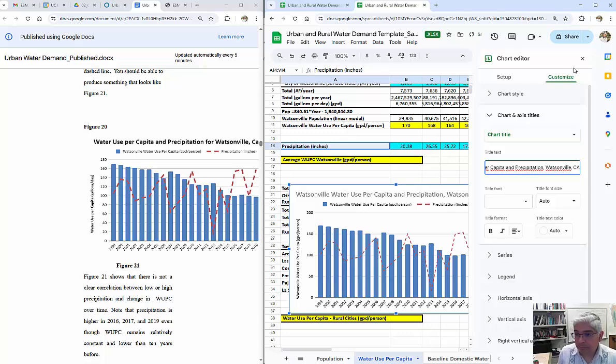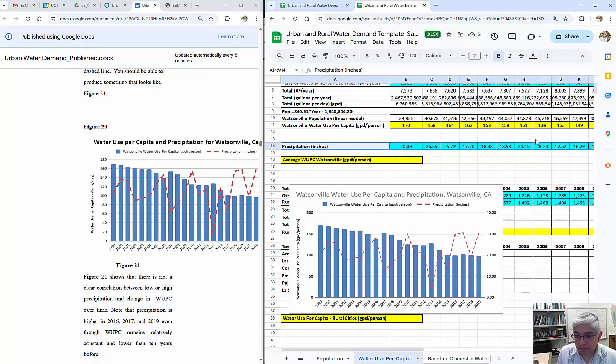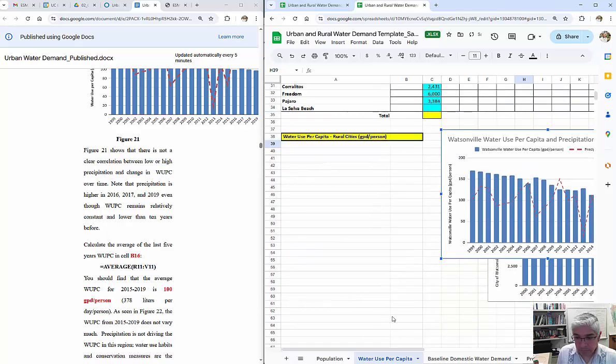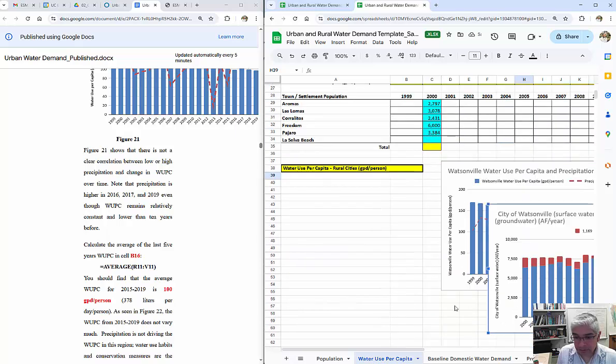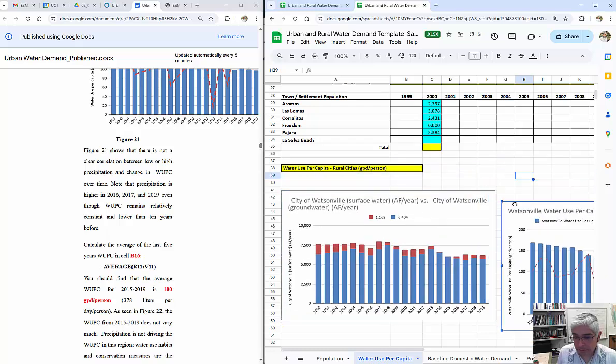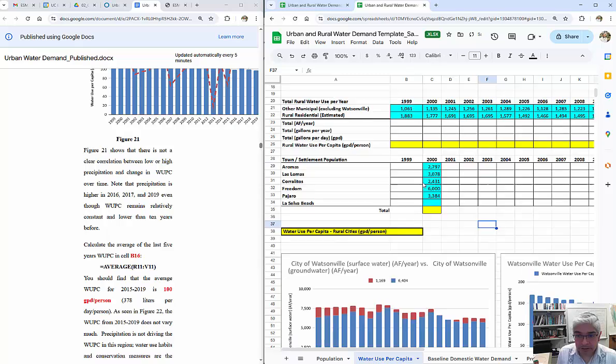Watsonville, California. And there you go. Okay. And you can see that here we're just starting to pile up a lot of our graphs. Great.